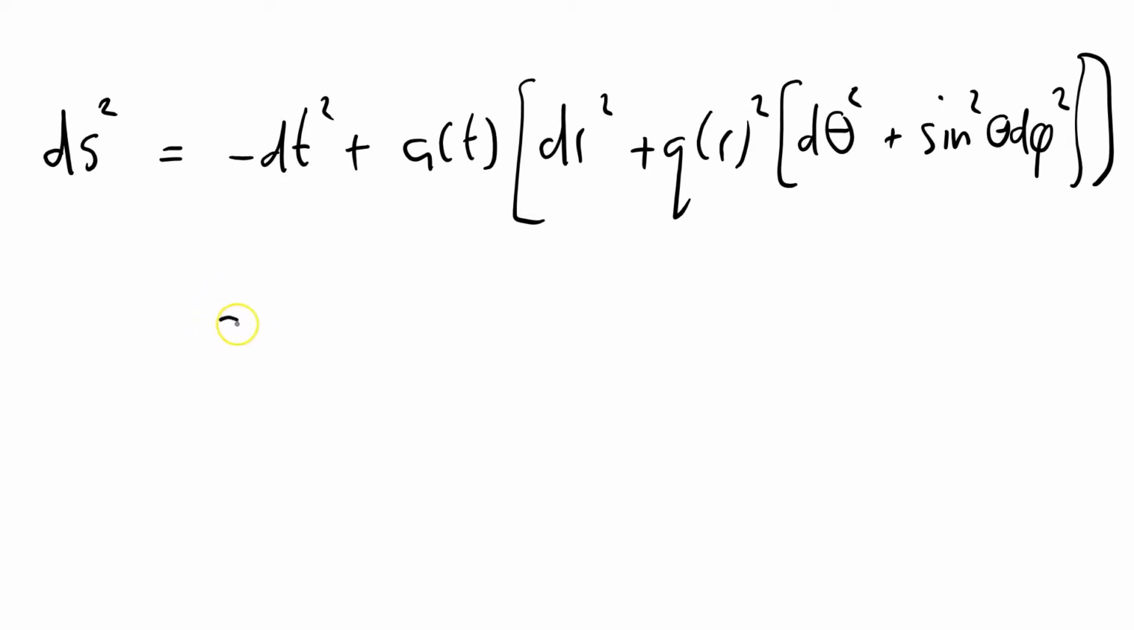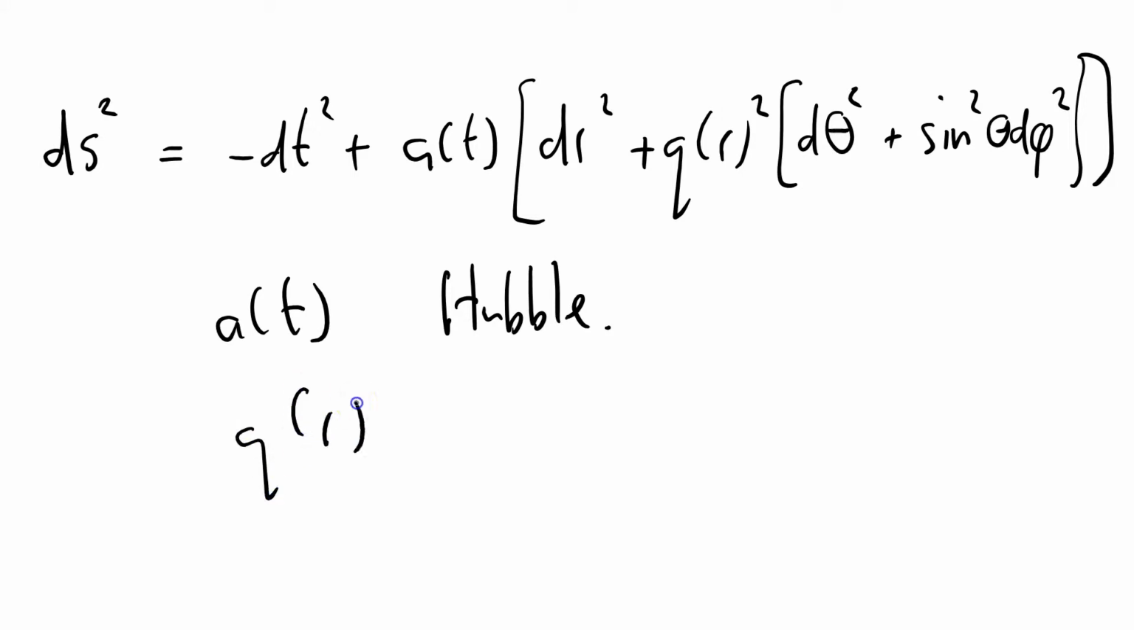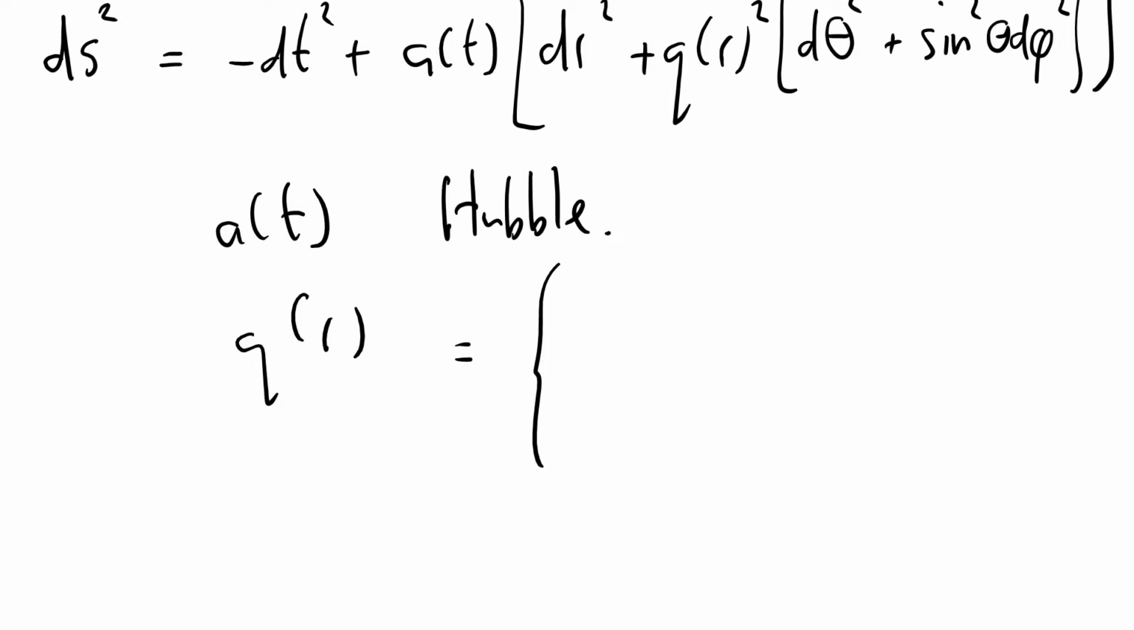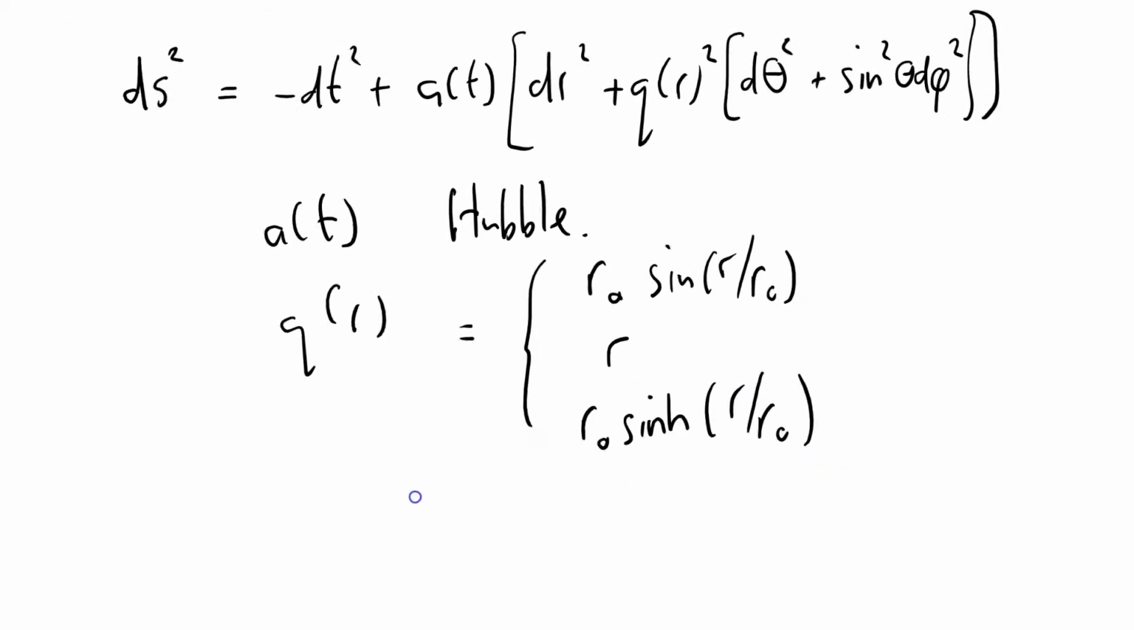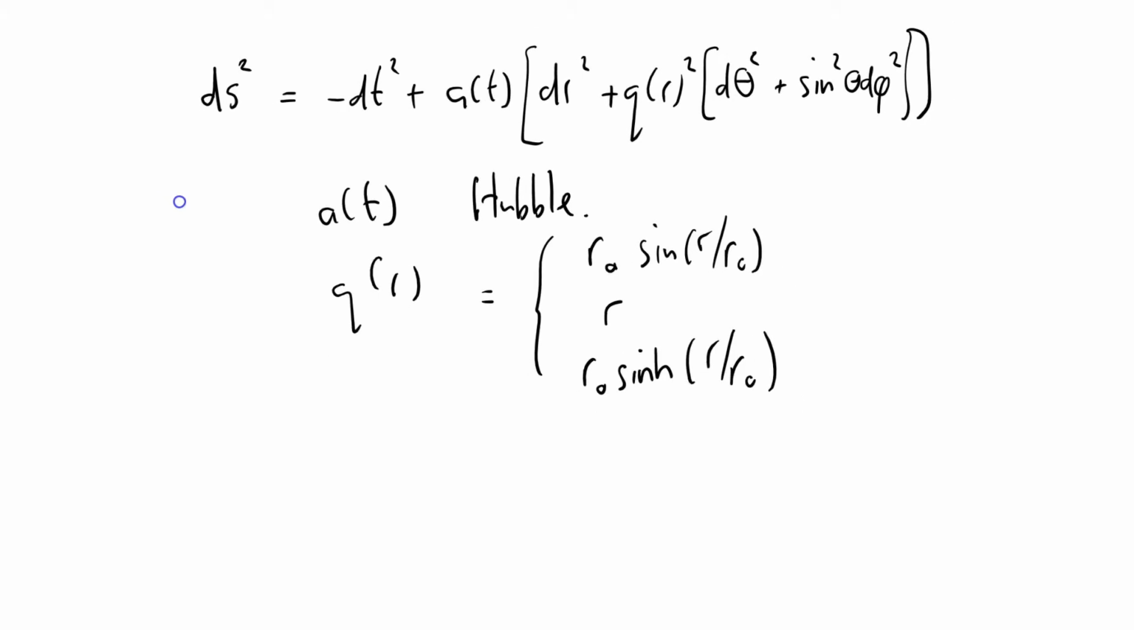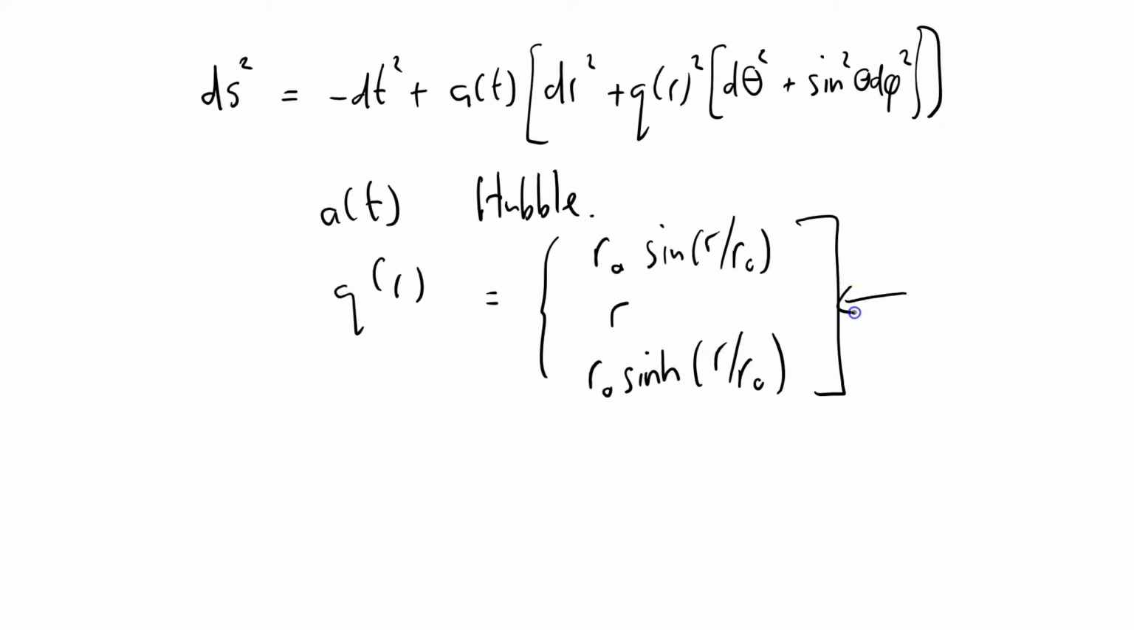You'll remember that a of t was our Hubble term, a spatial expansion term, and q of r, we had three different solutions for that. We had that it was equal to r0 sine of r over r0, or just plain old r, or r0 sinh of r over r0. So we've got that, and I've spent some considerable time talking about this. I'll return to it later, but for the moment I'll just treat that as finished.